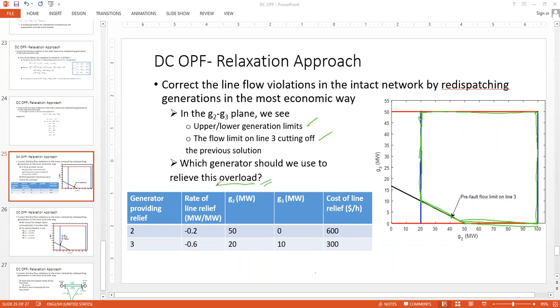By overload, I mean line overload. Okay, so should I go for increasing G1, or should I go for increasing G2? Should I go for decreasing G2? I mean, what would be our approach?